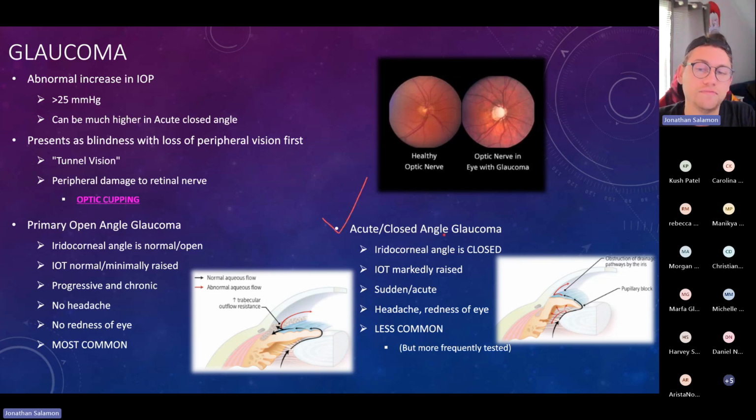Acute angle glaucoma, it's completely blocked. So you're not reabsorbing any of the aqueous, well, I shouldn't say any, but you're really not reabsorbing the aqueous humor. It can't get to the trabeculae. It can't get to the uveoscleral angle. So you get a significant and sudden rise in intraocular tension.